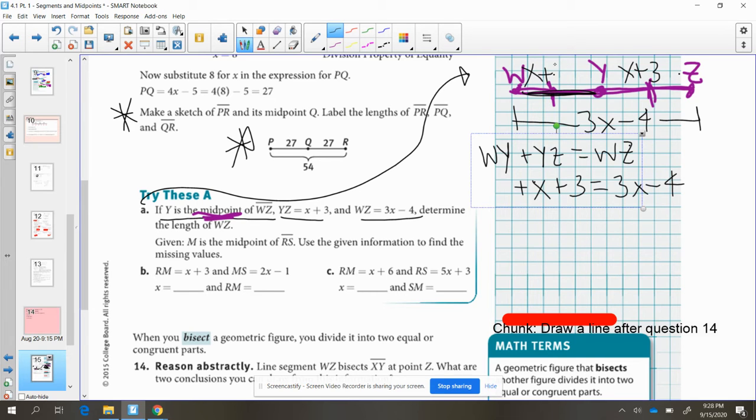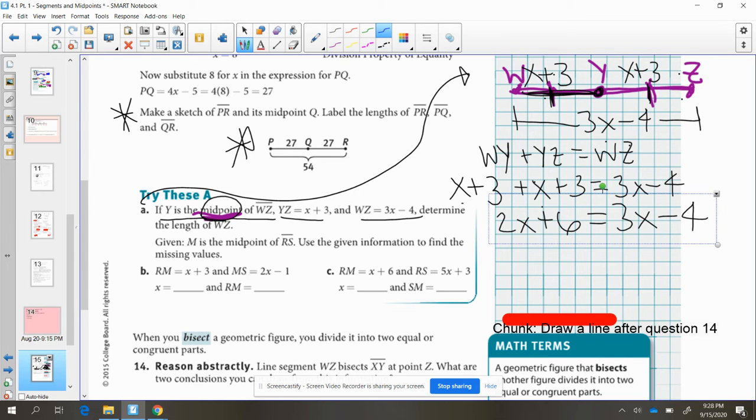It is going to be x plus 3 as well, because we know it is congruent to our other segment because Y is given as the midpoint, okay? So we're allowed to say x plus 3 plus x plus 3 equals 3x minus 4. Small guy plus small guy equals big guy, okay? Now as we start solving, we want to make sure we combine our like terms on the left, and on the right hand side, we have 3x minus 4.